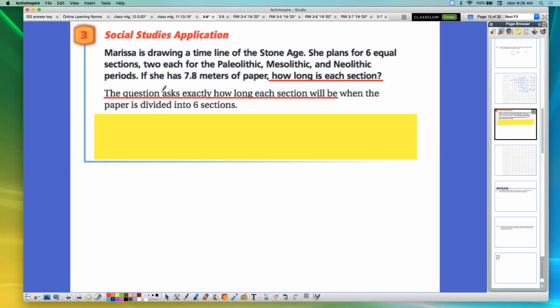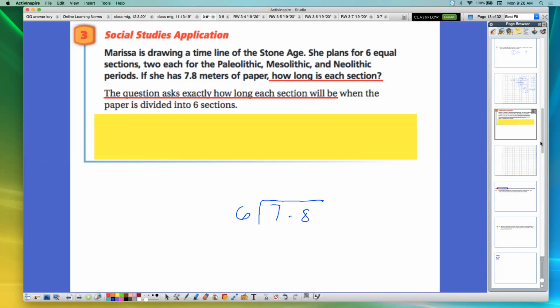Okay? So Marissa is drawing a timeline of the Stone Age. She plans for 6 equal sections, 2 each for the Paleolithic, Mesolithic, and Neolithic periods. If she has 7 8/10 meters of paper, how long is each section? The question asks exactly how long each section will be when the paper is divided into 6. So you would set up the division problem like this, and it would be 7 8/10 divided by 6.